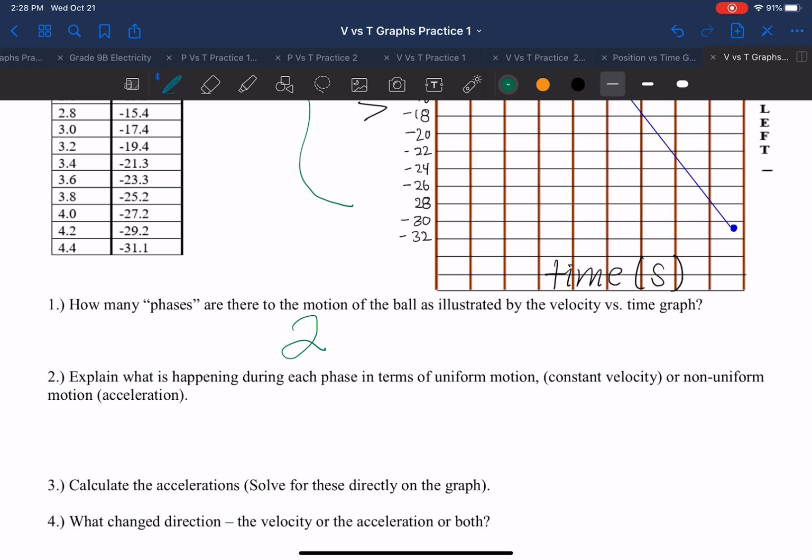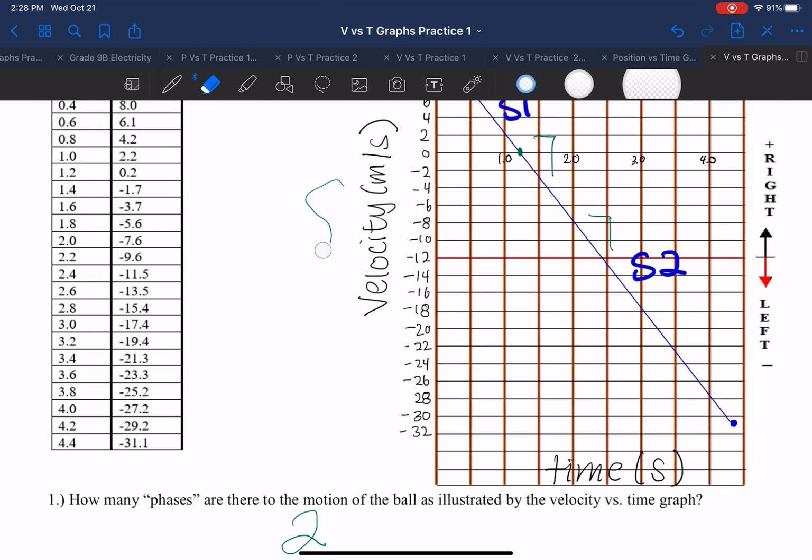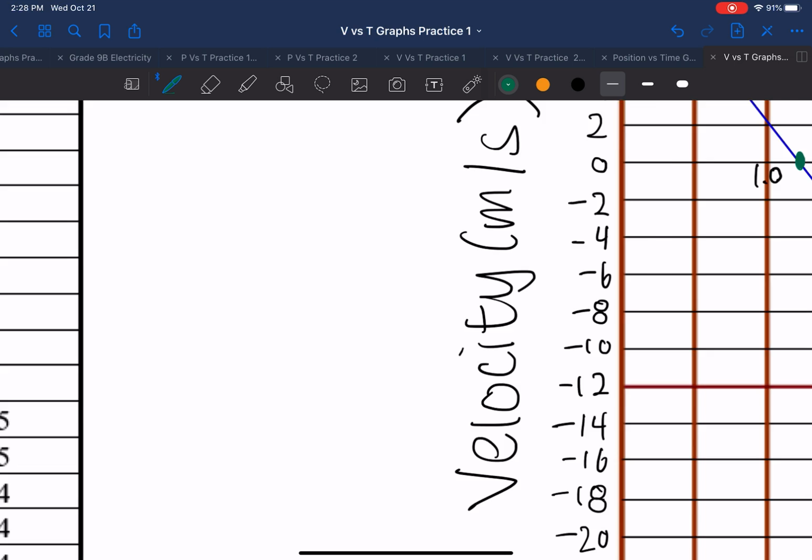It's telling us to solve it directly on the graph, but you don't have to because you have this empty white space here. And I prefer if you write it on the white space so that I can see your values better. I'm going to have to take that out next time. Okay, so S1.